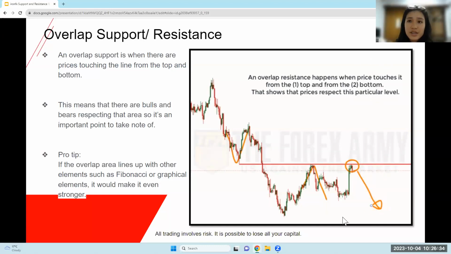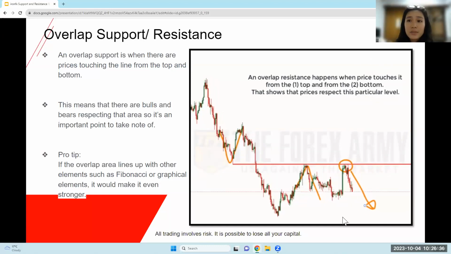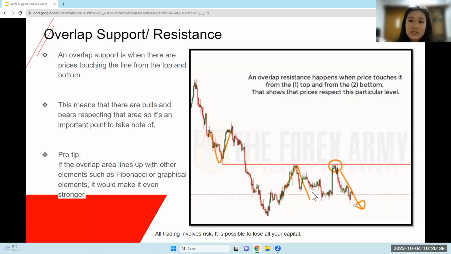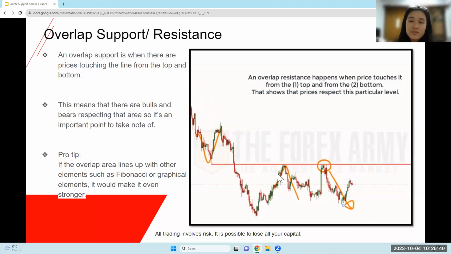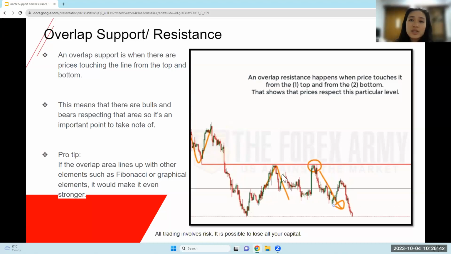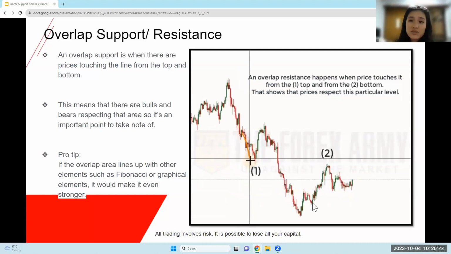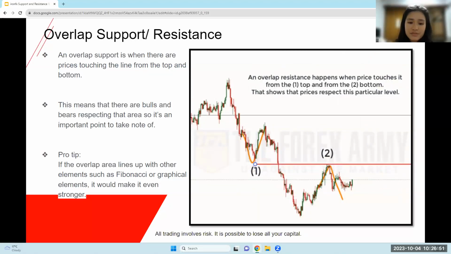Whether it is a resistance or a support depends on where the latest point touches the line. If it touches it from the top, it is a support. If it touches it from the bottom, then it's a resistance.